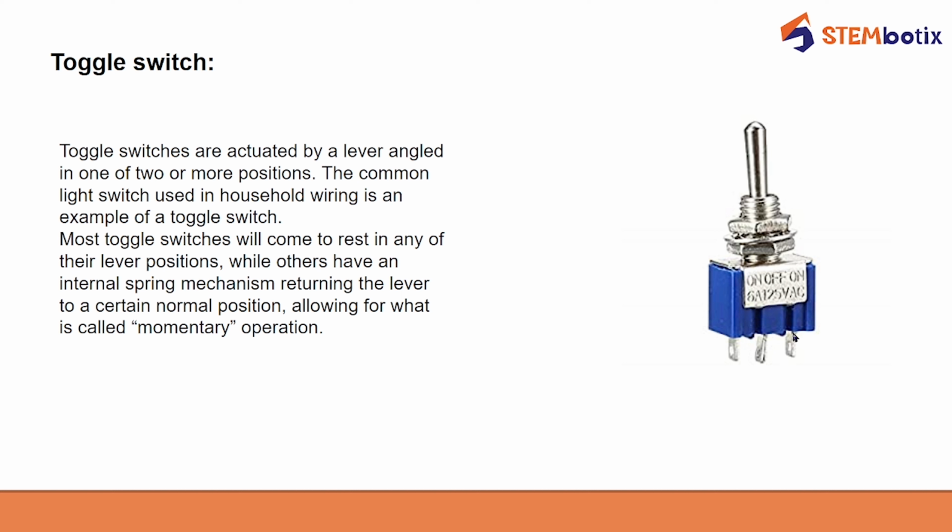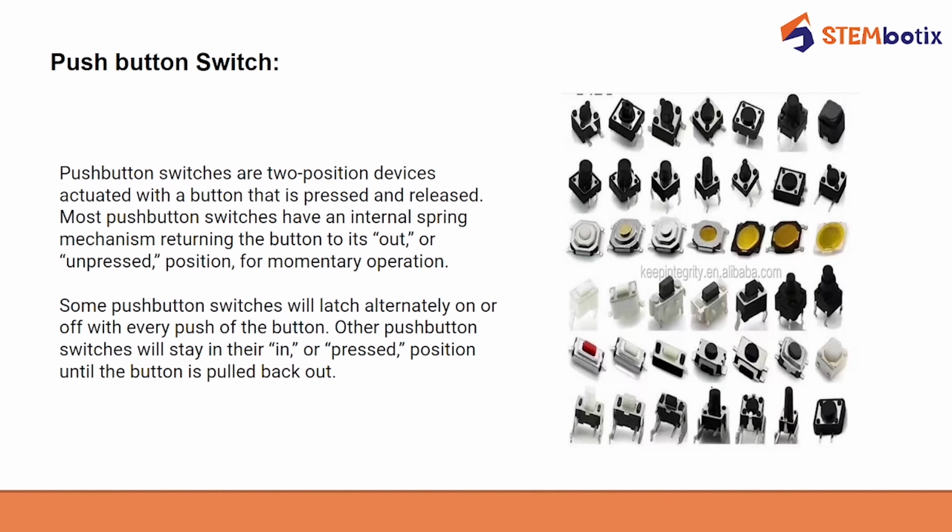Most toggle switches will come to rest in any of their lever positions, while others have an internal spring mechanism returning the lever to a certain position. Means there are some toggles which have no return position, and there are some toggle switches which have an internal spring which enables them to come back to a particular position, allowing for what is called momentary operation.